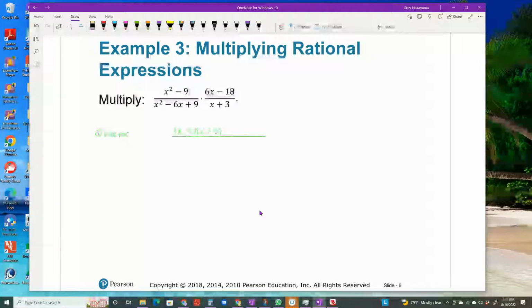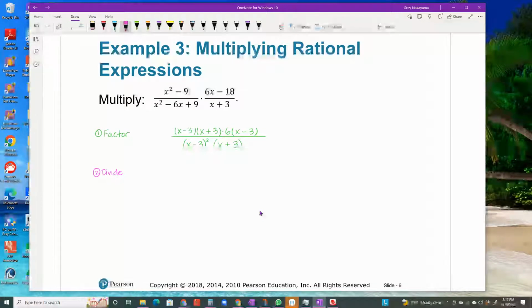So y'all, we're getting the same kind of thing over and over again. That is x minus 3 quantity squared. Okay, in the next expression, 6 is a common factor, leaving me with x minus 3. And on the bottom, I have x plus 3. So now I'm going to divide, and I have an x minus 3 and an x minus 3, which is 2 of those right there. And then I have an x plus 3 and an x plus 3.